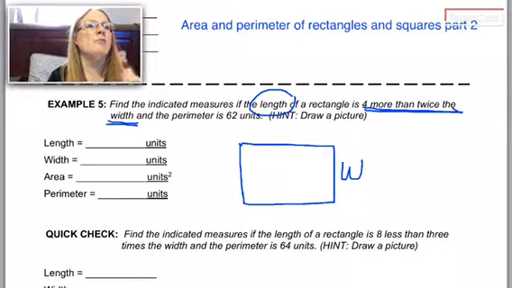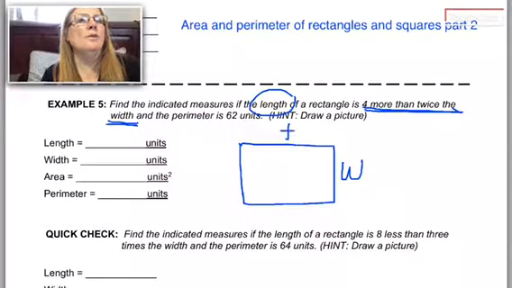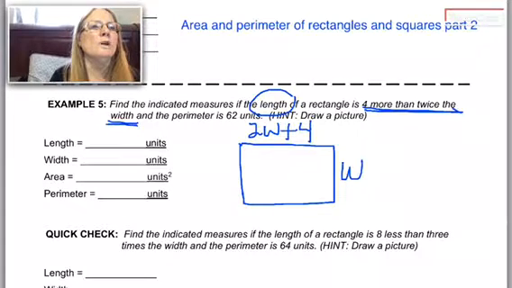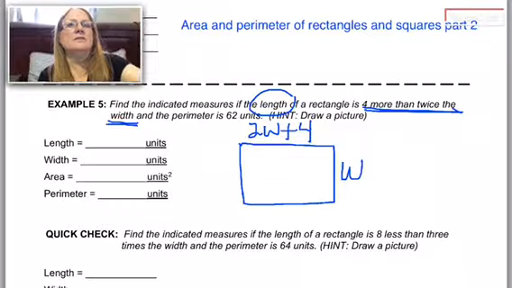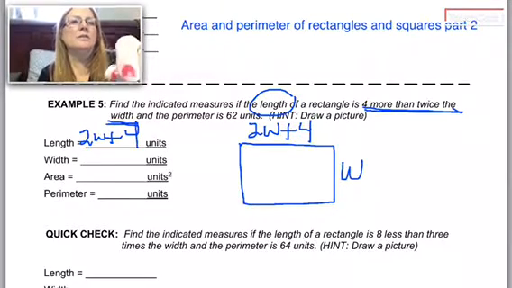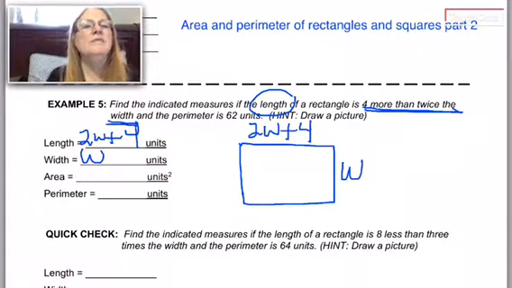And then how do I write 4 more than twice the width? Well, I'm going to add 4 to 2 times the width. So that says 4 more than twice the width. Now we're just going to follow our rules. The length is 2W plus 4. The width is W. And now we eventually want to go back and fill in a number there. But I'm going to start with that.